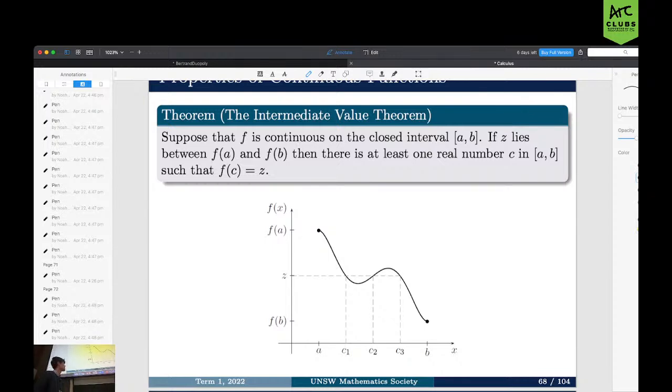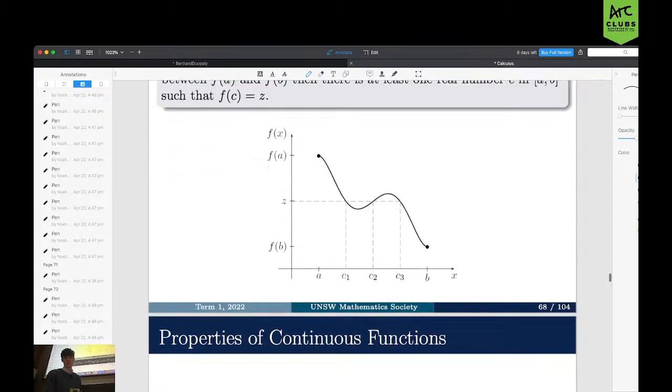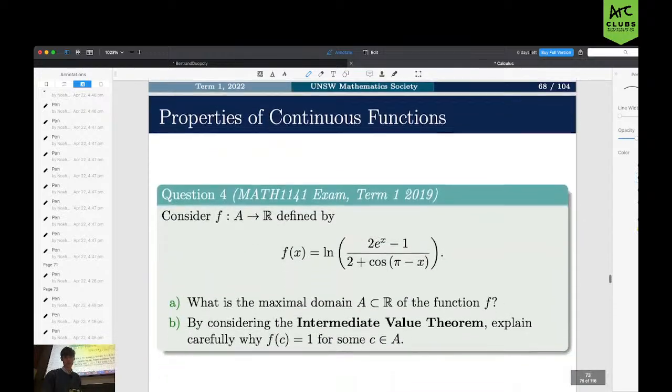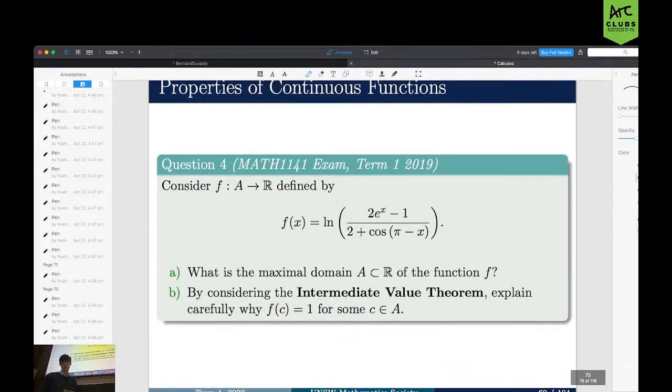And again, this is pretty intuitive, right? If you have a continuous function, it can't have any jumps or gaps or holes or anything. So if that z value lies between two known function values, then the function must cross that line at least once, right? And that's the same as the intermediate value theorem. So let's go ahead and use those to look at a question.